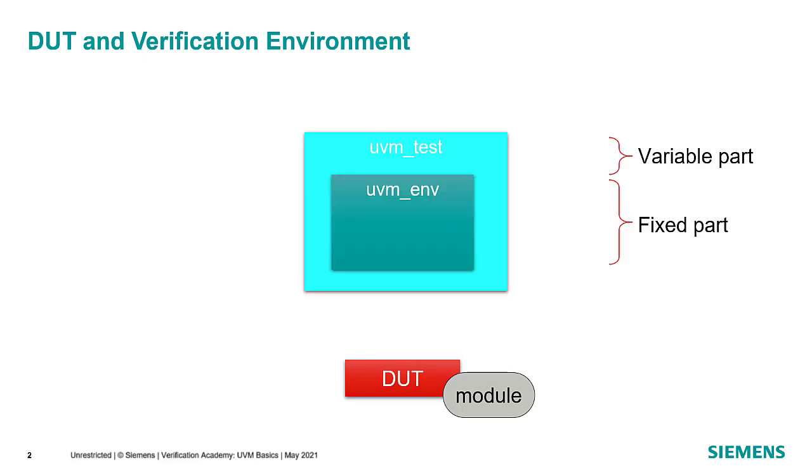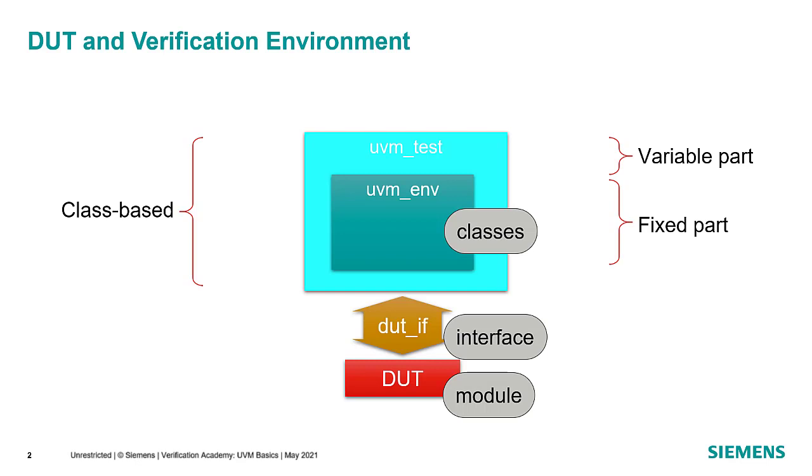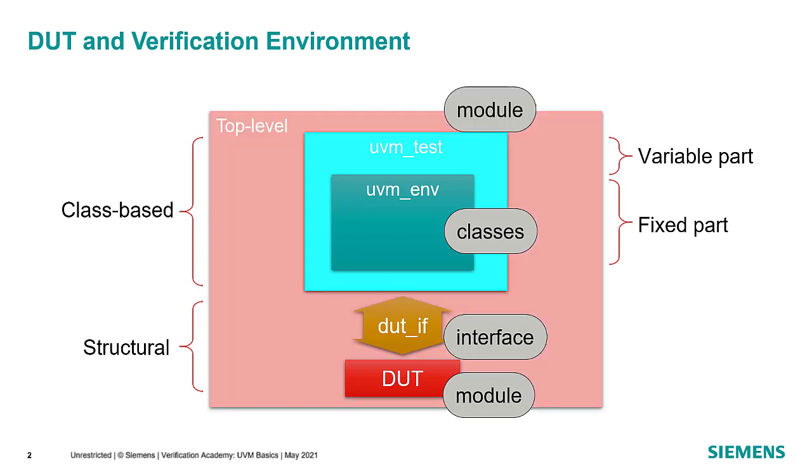The UVM verification environment consists of a fixed part and a variable part, as we discussed in the previous session. The fixed part is the UVM environment itself, which includes all of the components that we need for communicating with the DUT, and the variable part is the test that configures the environment to do whatever it is we need for this particular example. The UVM environment is all class-based. It's implemented through SystemVerilog classes. The communication is through a SystemVerilog interface. So the interface and the DUT module themselves are structural, and all of this is instantiated in a top-level module.